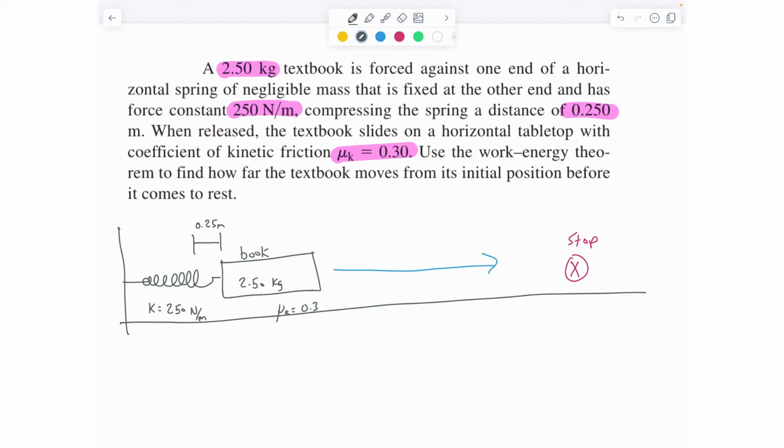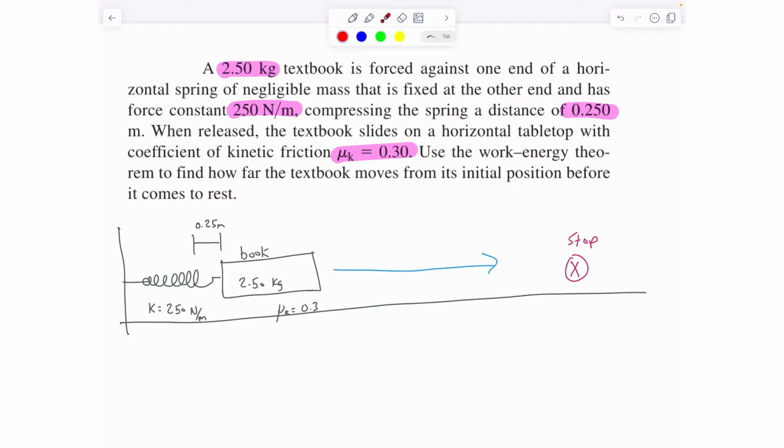Okay, so in this problem we have a 2.5 kilogram textbook, and it's forced against one end of a horizontal spring that has negligible mass, and it's fixed at the other end and has a force constant of 250 Newtons per meter. The spring is compressed a distance of 0.25 meters. When released, the textbook slides on a horizontal tabletop with a coefficient of kinetic friction, mu sub k, equal to 0.3. Use the work energy theorem provided to find out how far the textbook moves from its initial position.